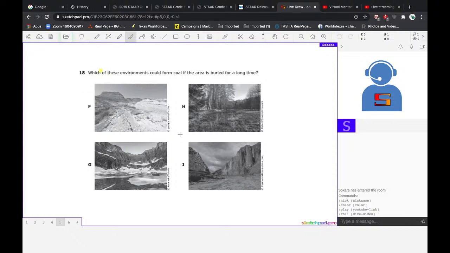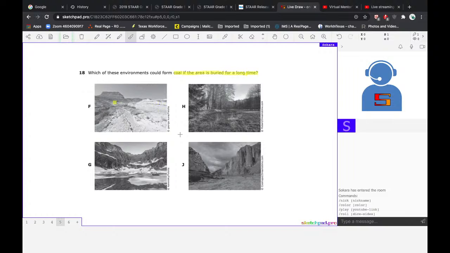Okay, so question number 18. This question says, which of these environments could form coal if the area is buried for a long time? Okay, so this is what the question is asking us. Let's go one by one.